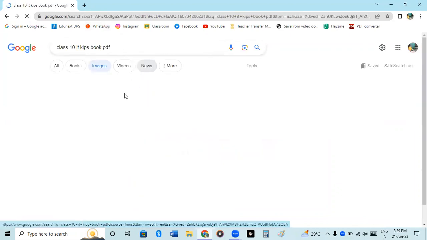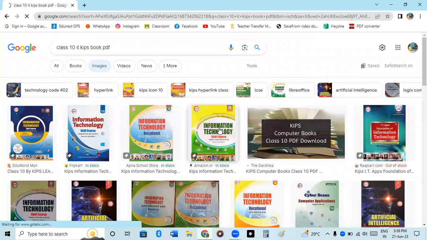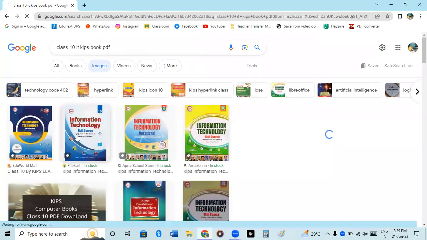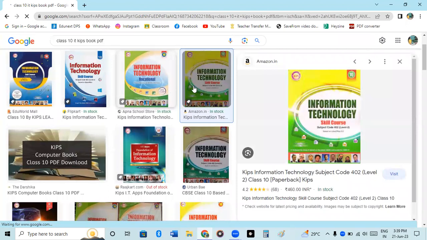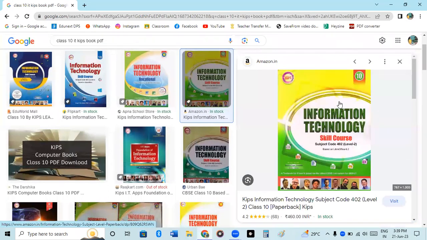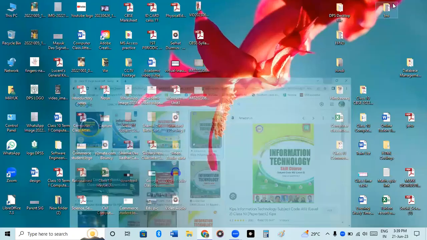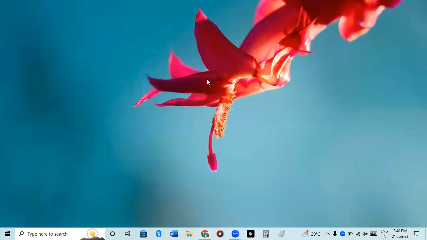If I search for the class 10 IT KIPS book, and if I go to the image section, this is the book which I use. Many things are there: information technology, skill course, vocational course. I will teach through this book. This is the book which I'll follow. This is the cover page of the book, and now I'll show the index.